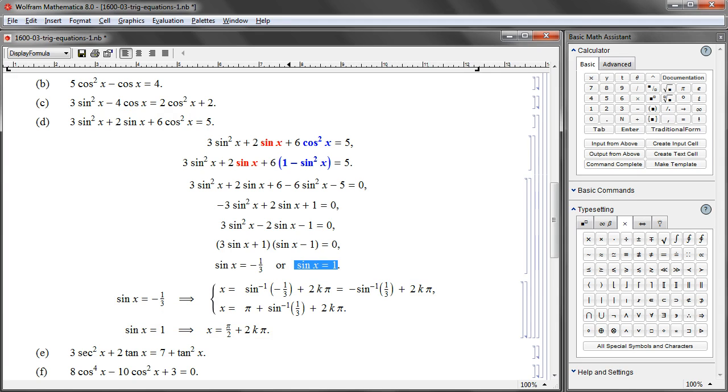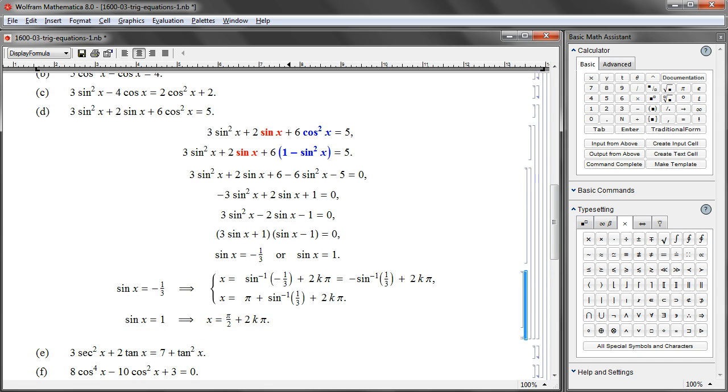How about sine of x is equal to 1? Well, that's when x is 90 degrees, pi over 2. And pi minus of pi over 2 is also pi over 2. So that's when those pair of solutions collided with each other.